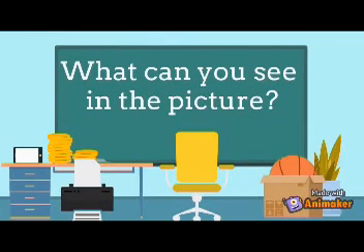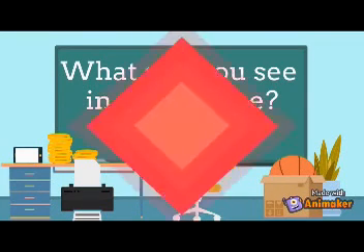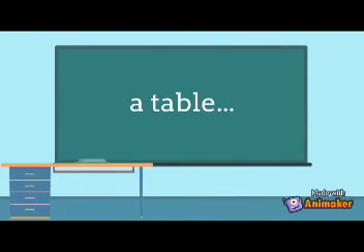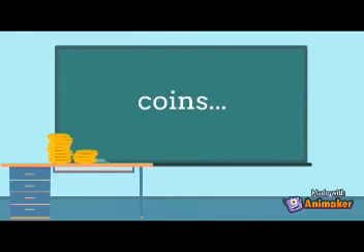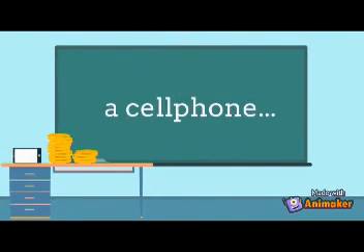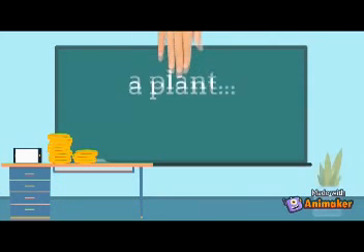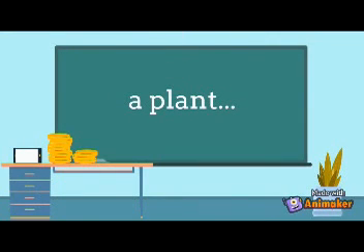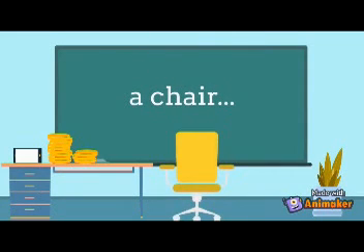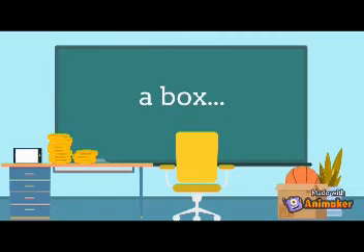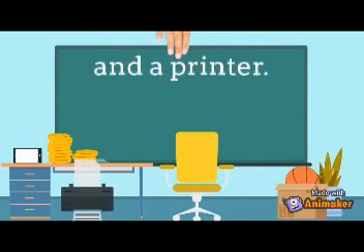What can you see in the picture? We can see a table, coins, a cell phone, a plant, a chair, a box, and a printer.